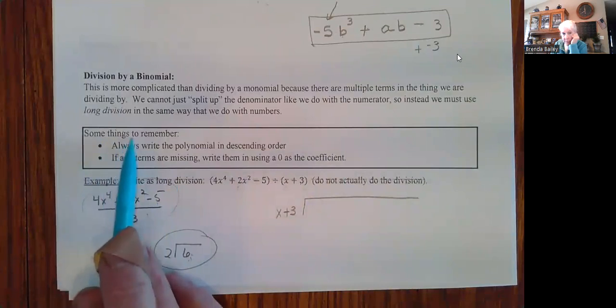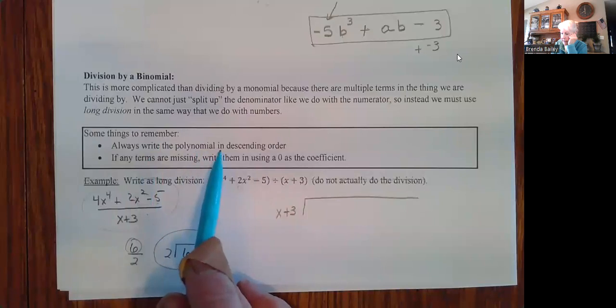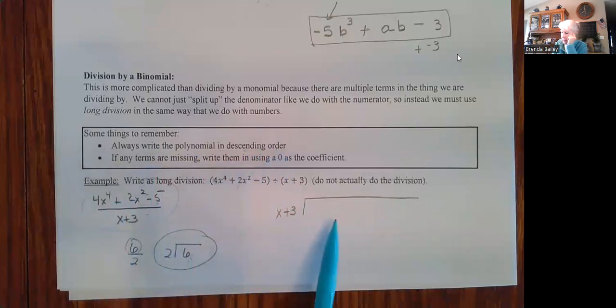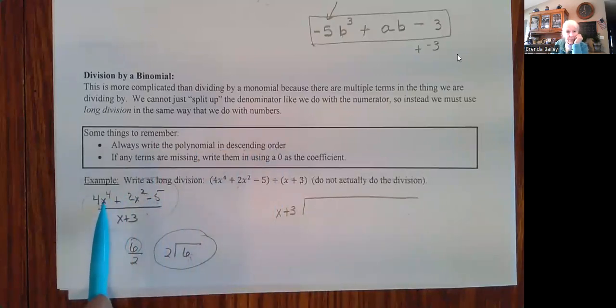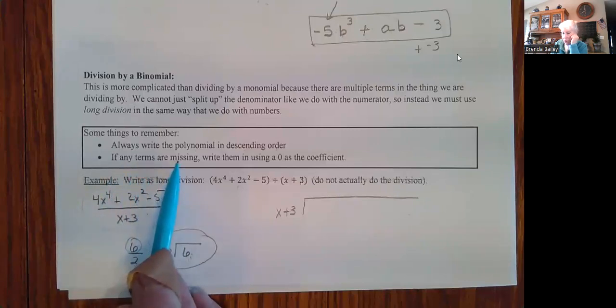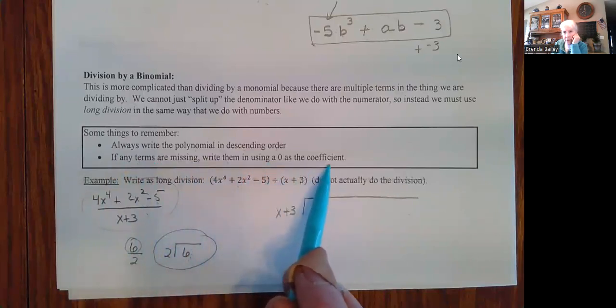So some things to remember. Always write the polynomial in descending order. Okay, now what does that mean, descending order? It means that when you're rewriting this top polynomial inside the box, you always start with the highest power first and then go to the next power. But what if you're missing the next power? If any terms are missing, write them in using a 0 as the coefficient.